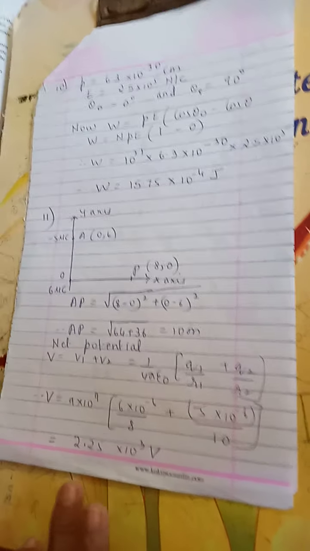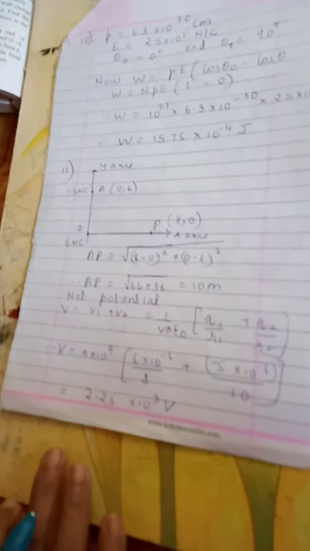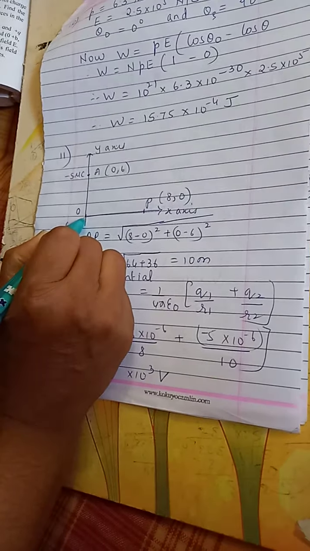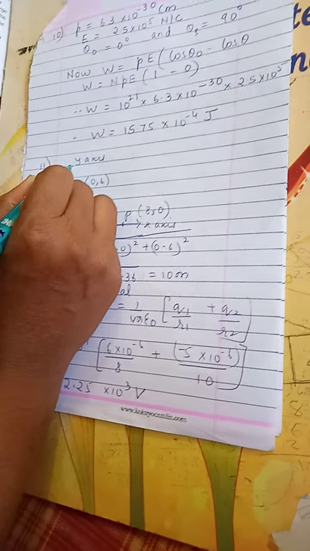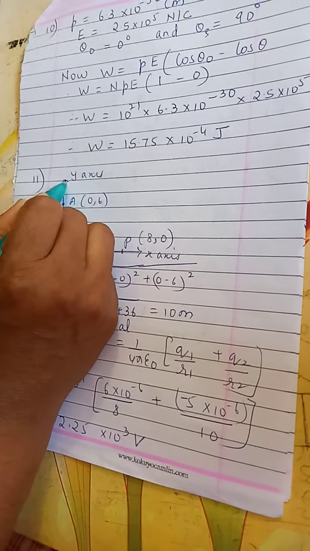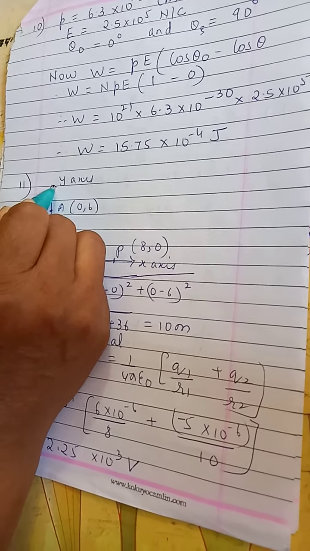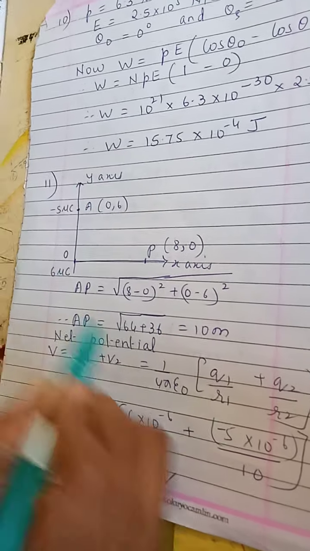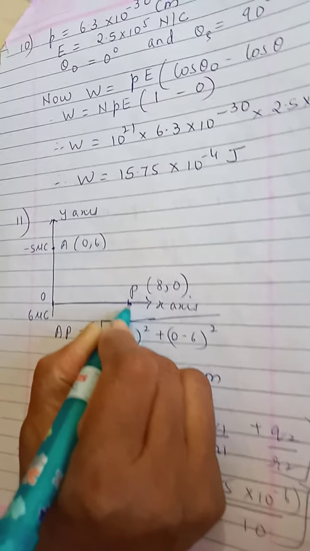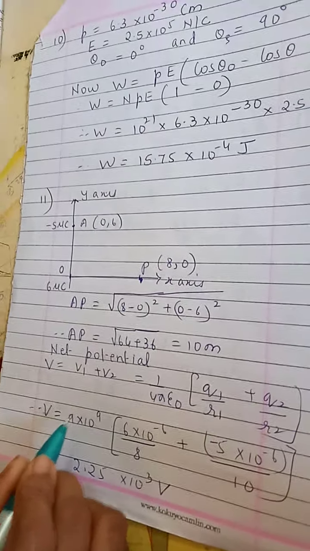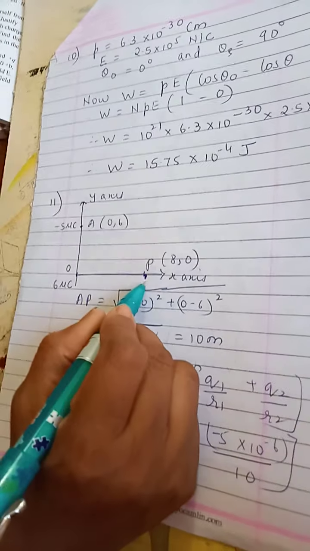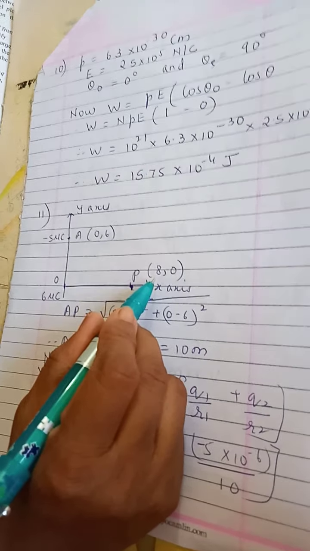Number 11. A charge of 6 microcoulomb is placed at the origin and another charge of minus 5 microcoulomb is placed on the y-axis at position 0, 6, 0. That means x coordinate is 0, y coordinate is 6, z coordinate is 0. Calculate the total potential at the point P. Point P is here, whose coordinates are 8, 0, 0. That means x coordinate is 8, y coordinate is 0, z coordinate is also 0.